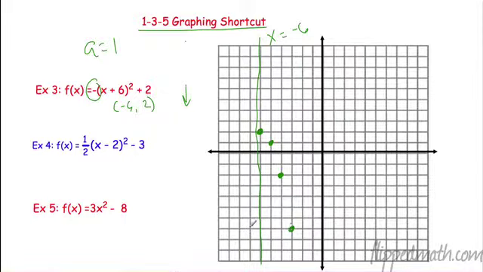And of course, I can reflect these across the axis of symmetry. And draw my nice little curve. All right? 1, 3, 5. Piece of cake. That's when A is 1 or negative 1.